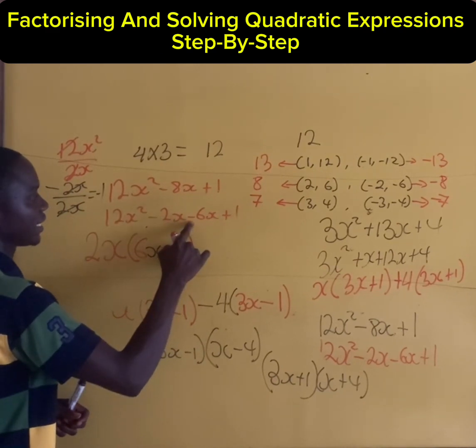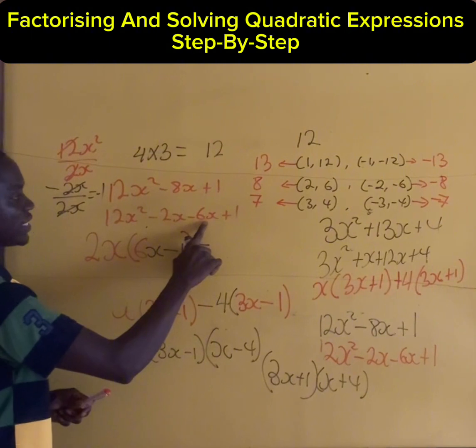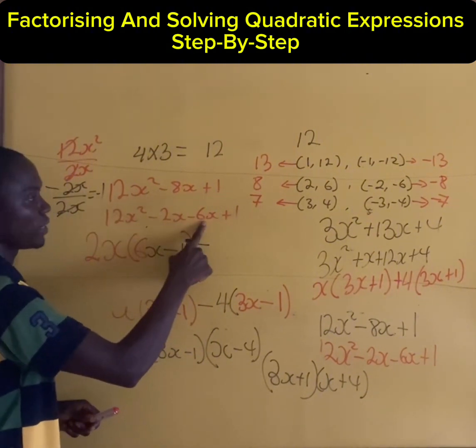Then what sign is here? It's negative. So we put here negative. Now this is 6x and this is positive 1. So 1 can divide 6x, it will remain 6x.